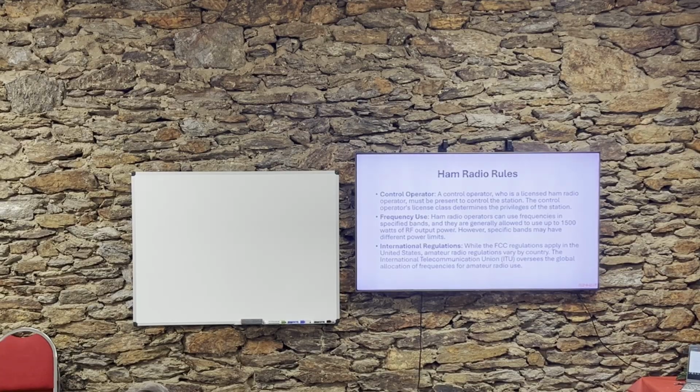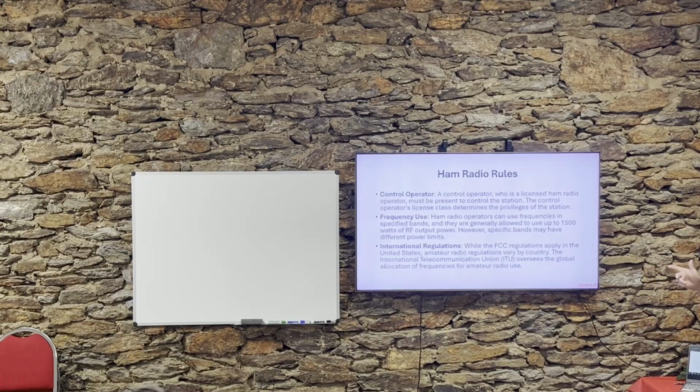Frequency use. Ham radio operators can use frequencies in specified bands, and they are generally allowed to use up to 1,500 watts of RF output power. However, specific bands may have different power limits. So again, back to the FRS, which is limited to 2 watts. Certain frequencies and bands limit the power that you can use. But for most of them, you can use up to 1,500 watts. Then there are some of them, like the GMRS or the FRS, where you aren't allowed to use 1,500 watts.